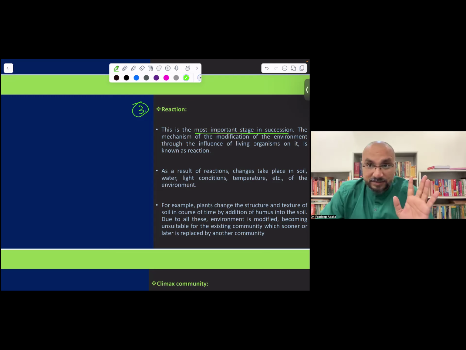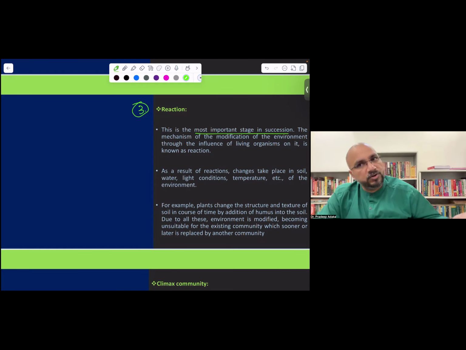Autogenic, allogenic succession बताया था. If the factors are internal, so the organisms they die and their dead body will add to the organic matter, humus will accumulate, slowly the soil formation is taking place. Internal factors, if they are responsible, it is called as autogenic succession. So see, environment is slowly changing due to autogenic or allogenic succession. कोई भी हो सकता है reason, but environment is slowly changing.